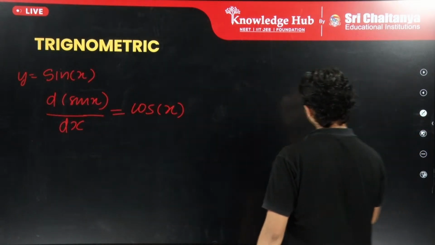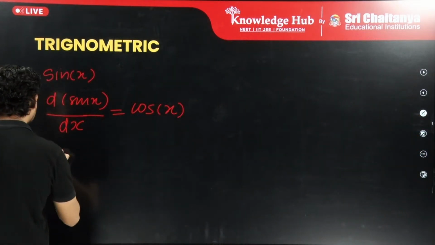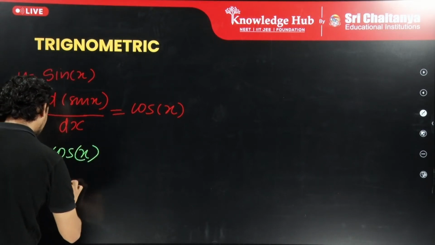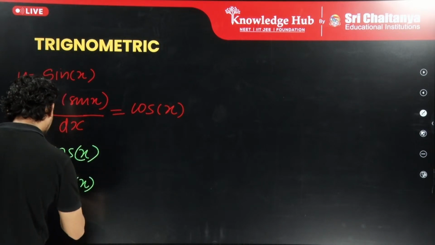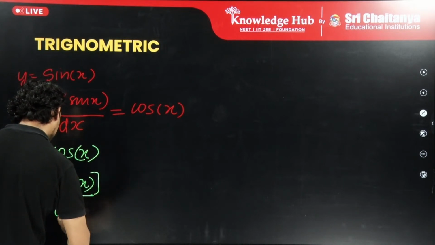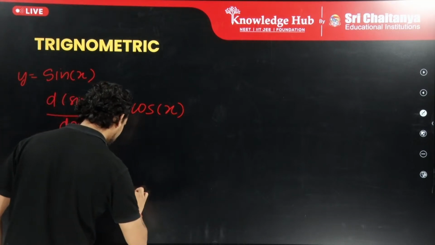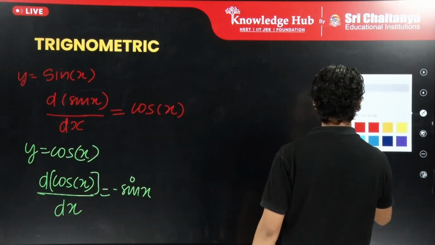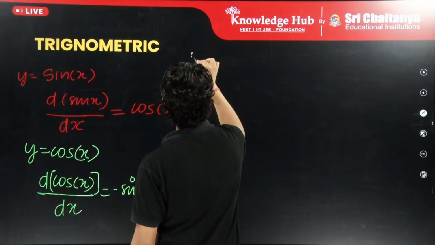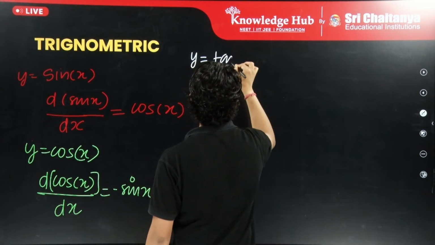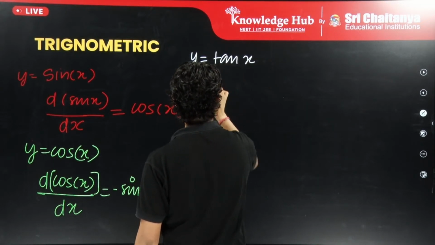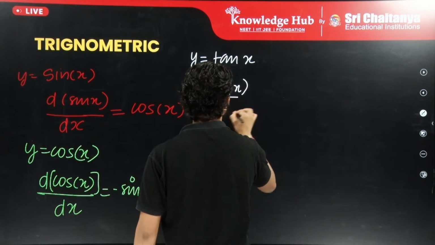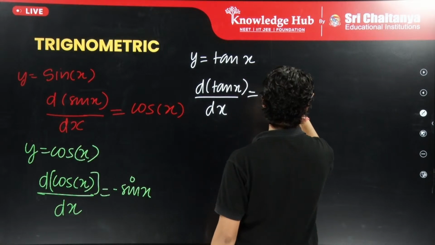Second is my cos x. So y equals cos x. So differentiation of cos x with respect to x is minus sin x. Going forward. Now y equals tan x. So differentiation of tan x with respect to x is sec square x.